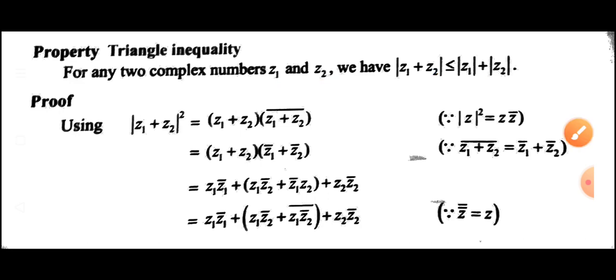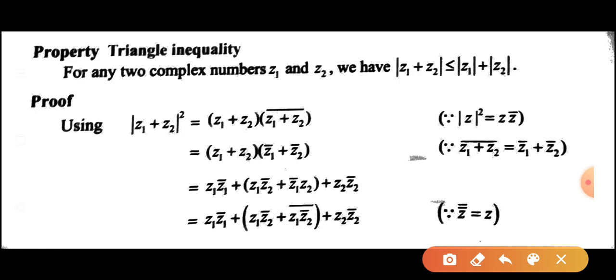Now we are going to prove it. We take modulus of z1 plus z2 whole square. How do you write it? Since modulus z square is equal to z into z bar, here z means z1 plus z2. You imagine z equal to z1 plus z2.